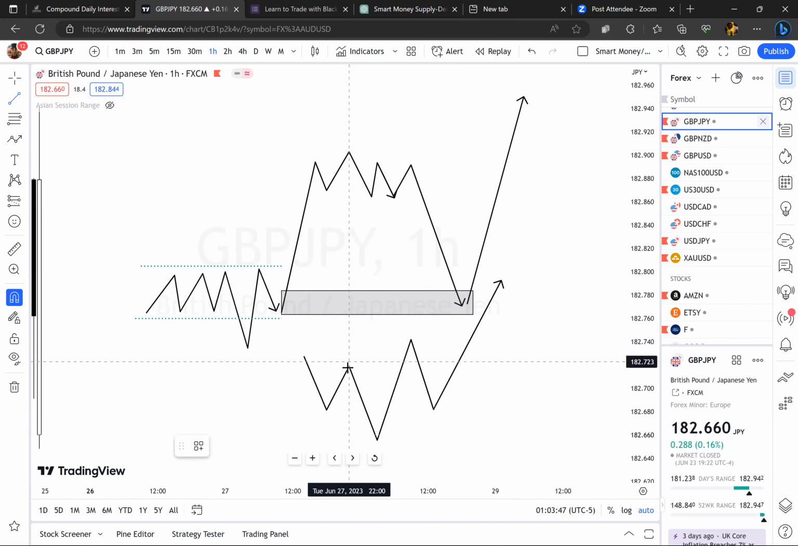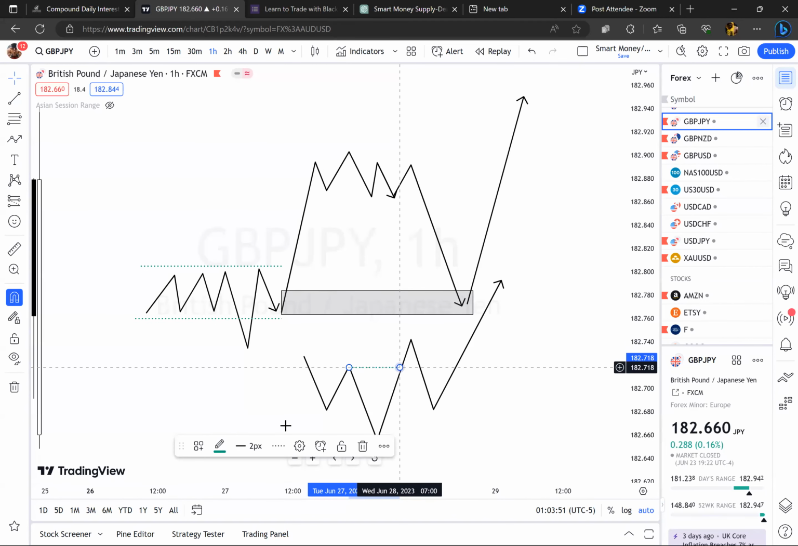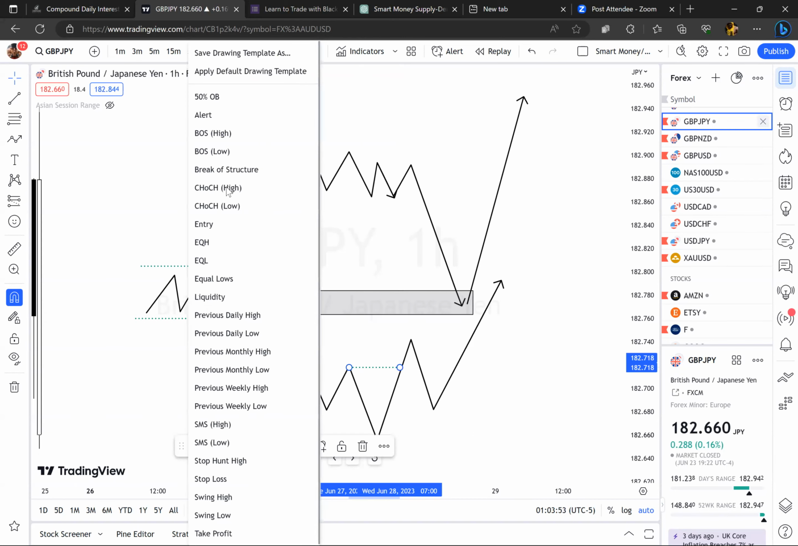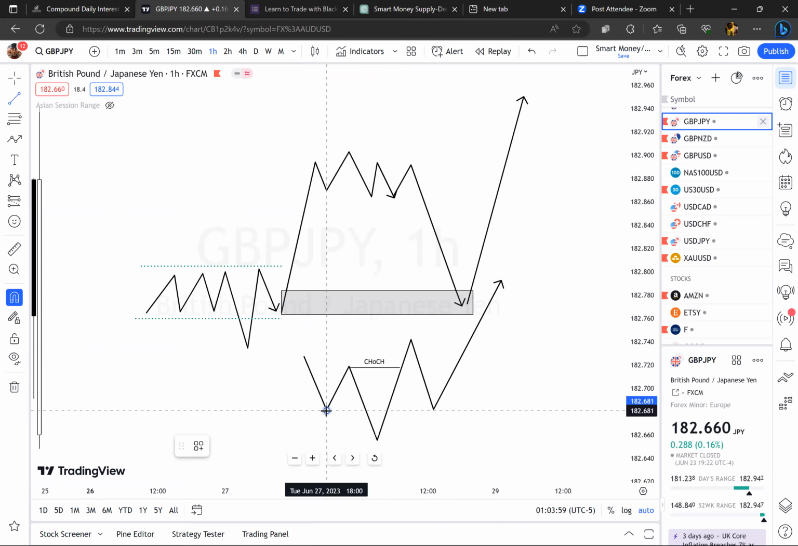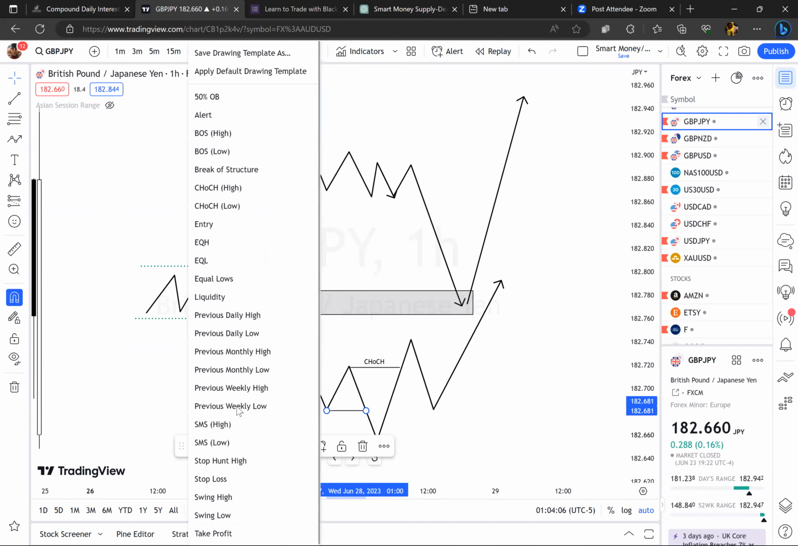So what we have is a change of character here on the top side. Then what we have down here is a break of structure. Same thing: change of character, break of structure. That's smart money. Price cycle, supply and demand, smart money trading.